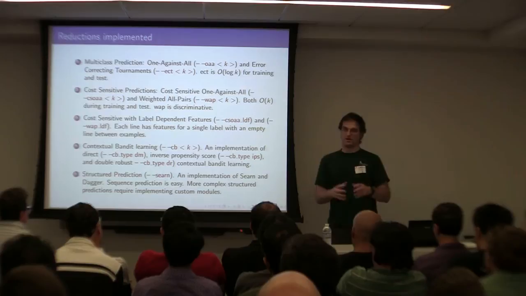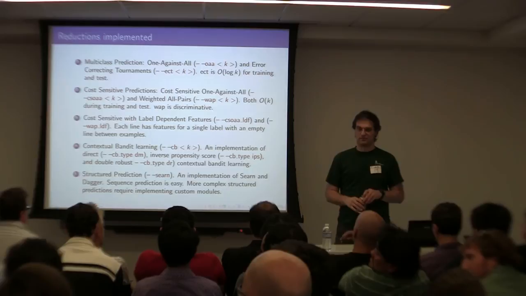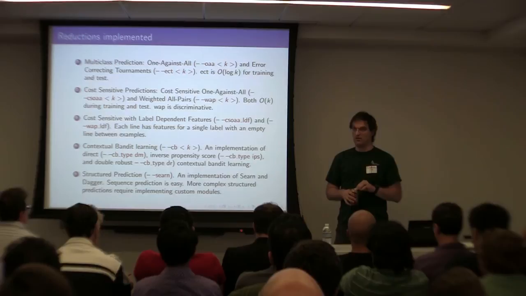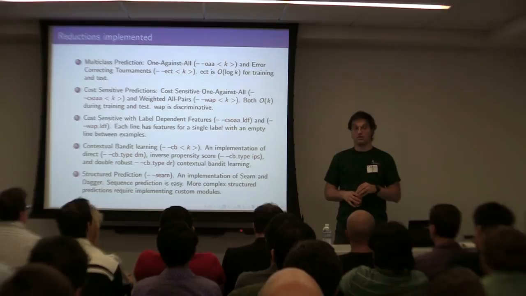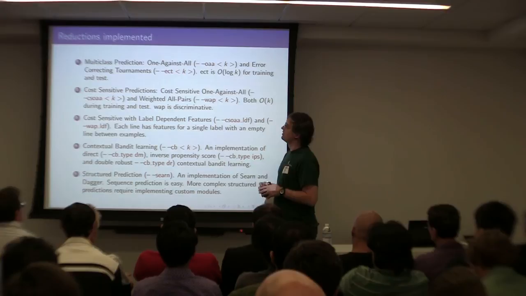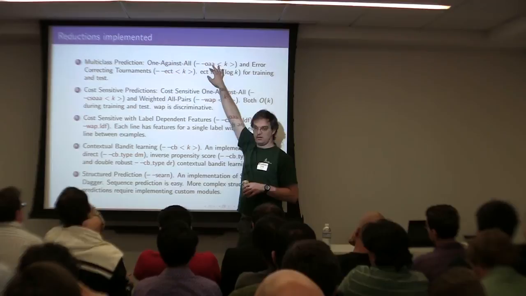Yeah? How do you deal with an imbalanced data set? So it depends on what you're trying to do to a large extent. But if you're thinking about an imbalanced binary data set? No, multi-class. So the first thing that I would try is probably a one against all, and then also a logistic loss function.